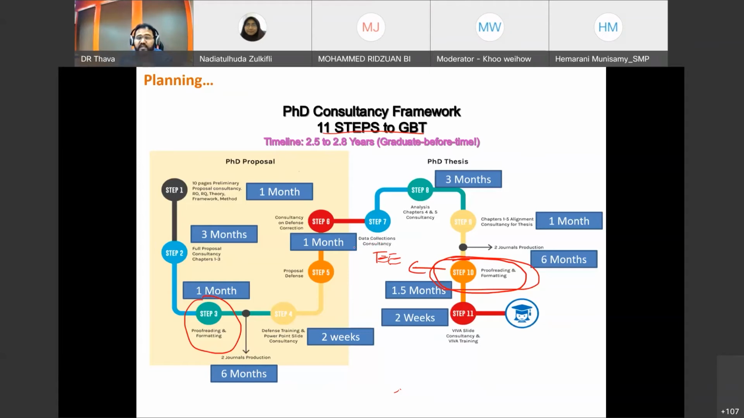If you don't trust me, you can ask your supervisor, and they will probably give you the same answer as well. So take a lot of care here. Make sure you proofread, whether on your own, with your supervisor, or a third party, it doesn't really matter, but make sure you put in a lot of effort here.